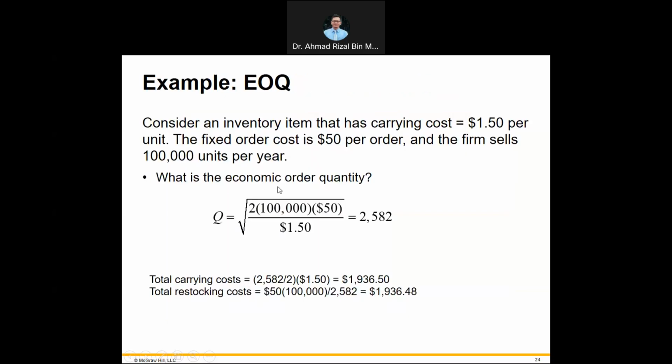This is a calculation example for the EOQ. So with a carrying cost of 150 per unit, ordering cost of $50 per order, and the firm sells 100,000 units per year, you just put it into the EOQ formula and find the optimal order size, which is 2582. So with 2582, the total carrying cost will be, you average it by dividing by 2 and multiply by the carrying cost per unit. So you would incur 1,936 in terms of storage or inventory cost. In terms of reordering or restocking costs, it comes to 1936.48, about the same, right? So, this is EOQ.